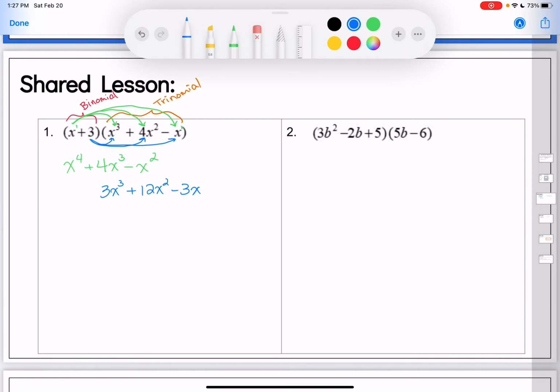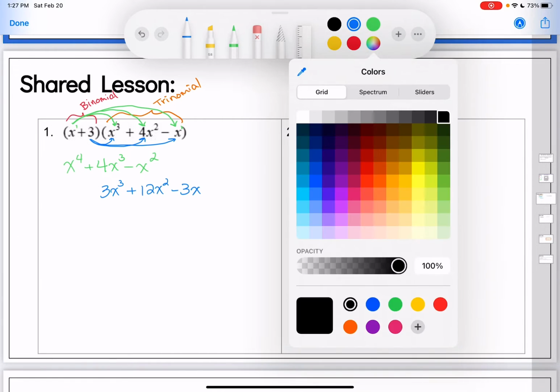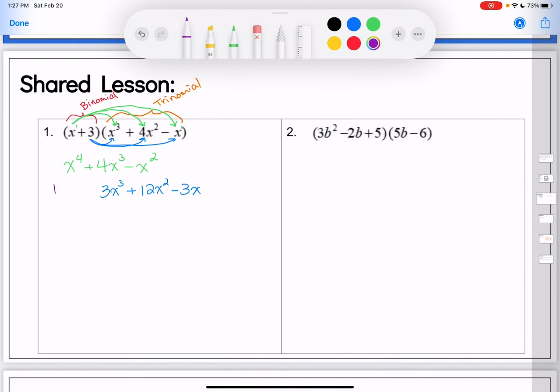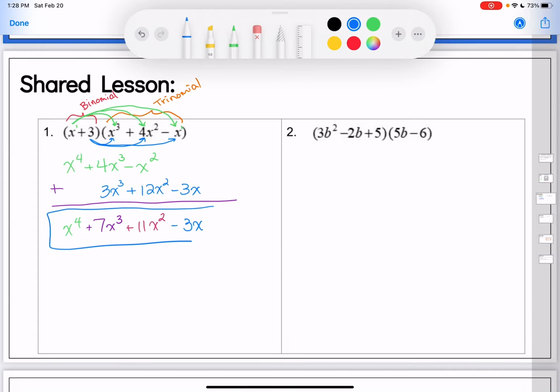Now, you don't have to line it up like that if you don't want to. You could always just keep a big long line and then just pick out your like terms. That's perfectly fine as well. But now I want to combine anything that I can combine. X to the fourth, nothing I can combine with that one. 4x to the third plus 3x to the third, I get 7x to the third. Negative x squared plus 12x squared would be positive 11x squared. And then nothing I can combine with my negative 3x. And there's my final answer, right?